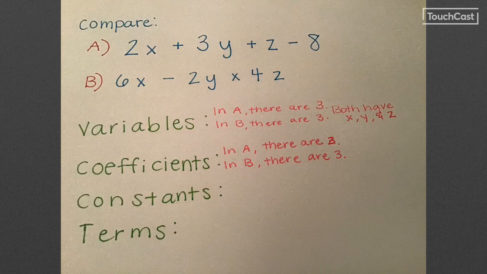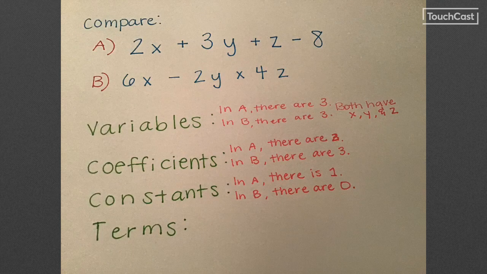Next, let's look for constants. How many constants are in equation A and equation B? Now, constants are numbers that are not being multiplied by variables. So we only have one constant, and it's in equation A. It's 8. 8 is the only constant we see in either of these equations.